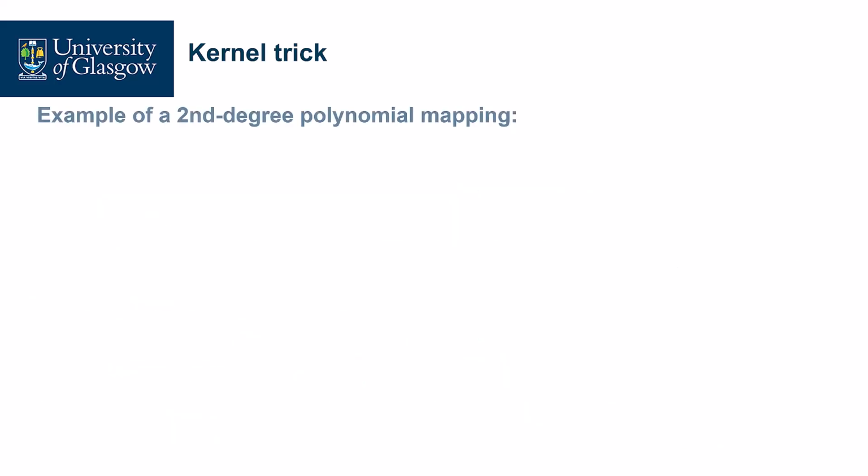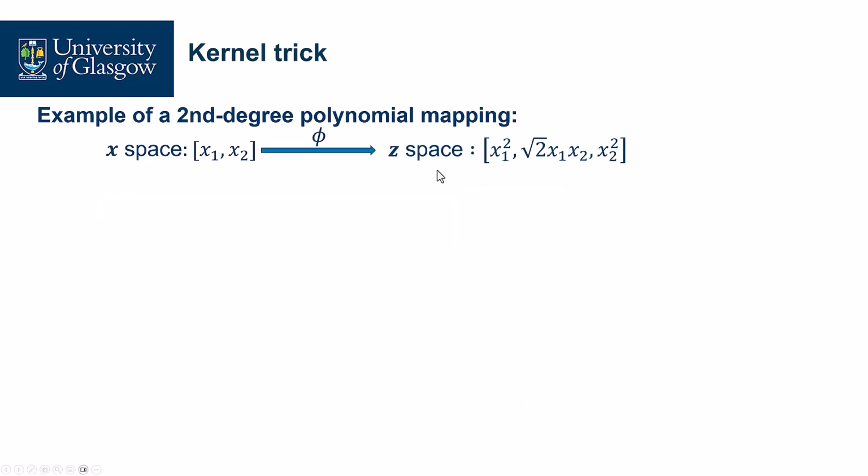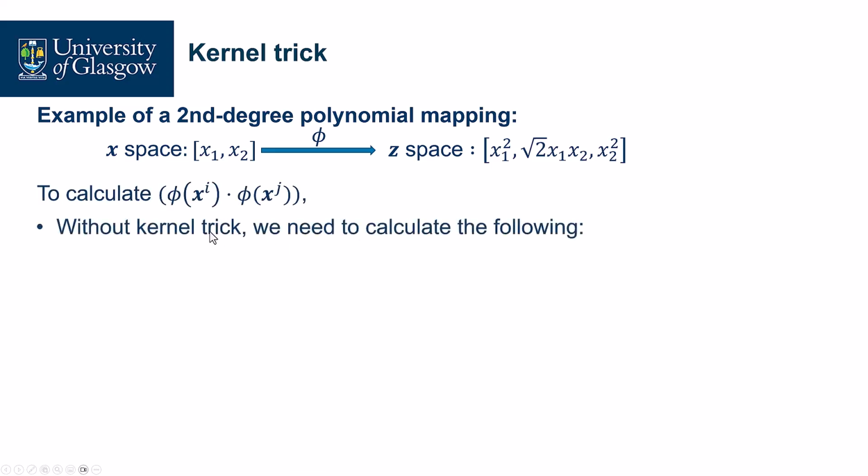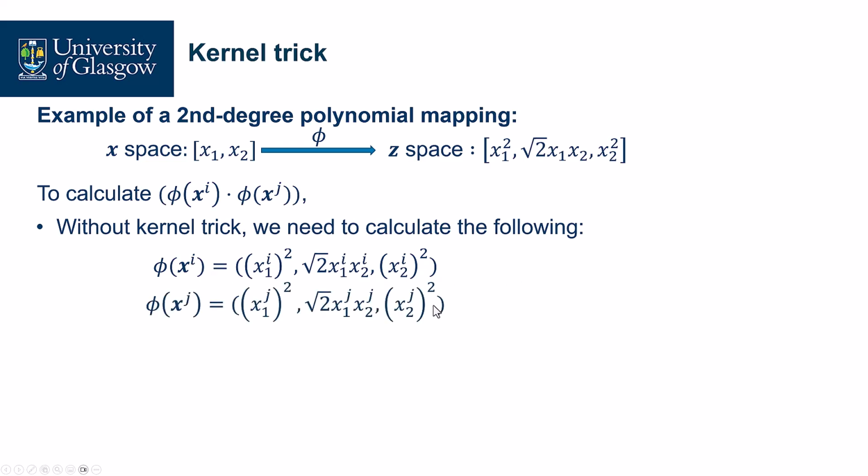So let's draw an example. The x space is here, and we use phi, the mapping function, to go to the z space. Then we calculate phi(xi) dot product phi(xj). Let's see what we get if we don't use the kernel trick. Phi(xi) is here, phi(xj) is here, and phi(xi) dot product phi(xj) gives us this result.